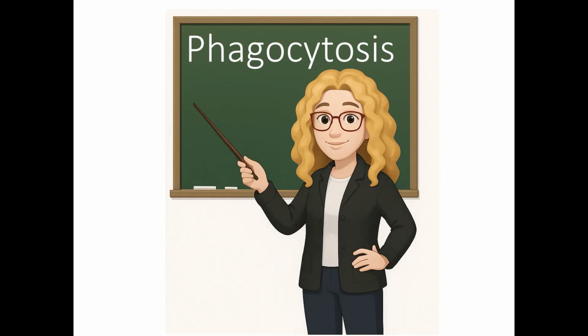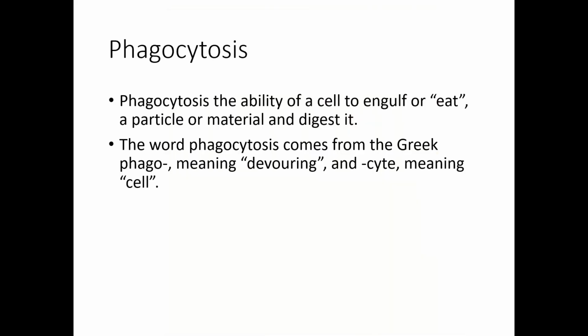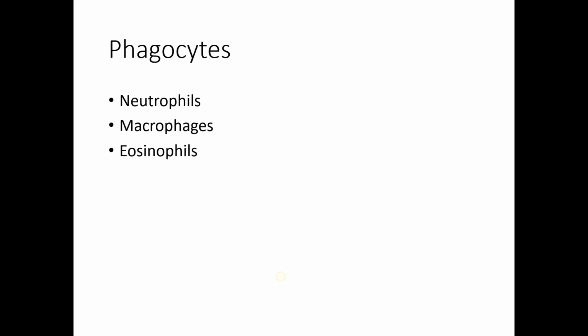In this video, we're going to discuss phagocytosis and the role it plays in the immunological response. Phagocytosis refers to the ability of a cell to engulf or eat solid particles, materials, even cellular pieces. There are several cells in the body which serve as phagocytes: neutrophils, macrophages, and eosinophils. Neutrophils and macrophages are the most common. However, in parasitic infections, you'll see the eosinophils.